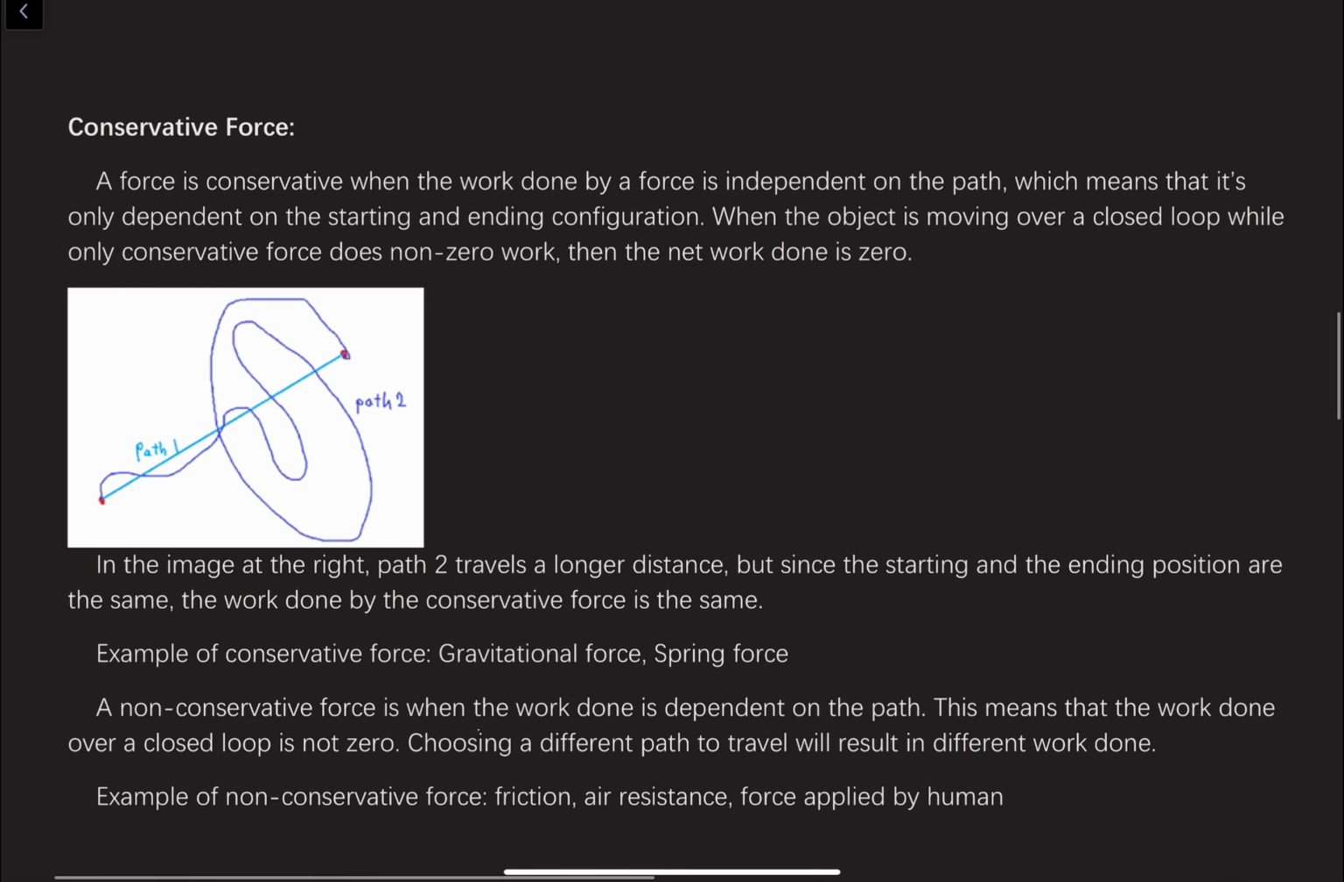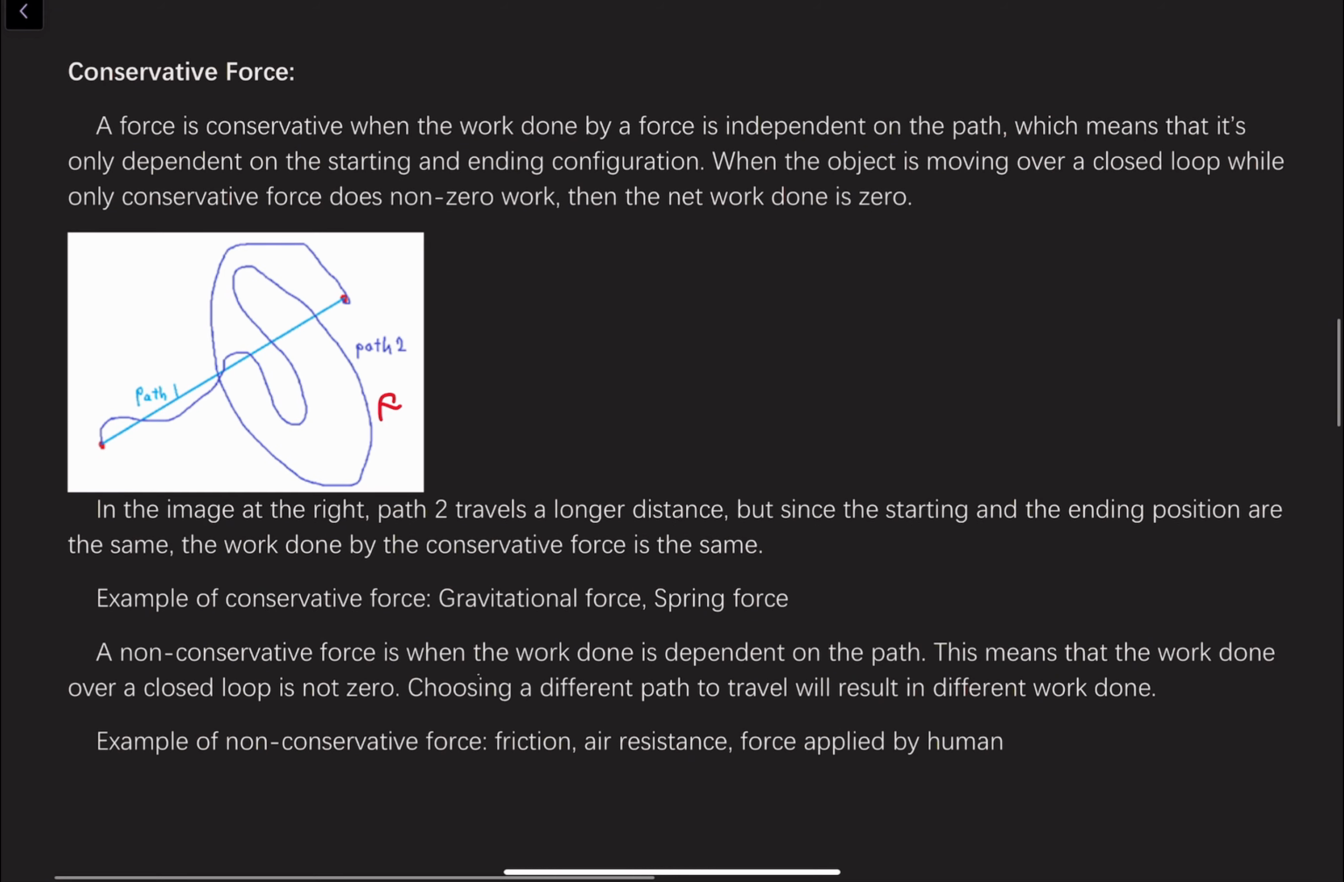And the image for this shows how path 2, which is in purple, travels a much longer distance than path 1. But since the starting and ending positions are the same, the work done by this conservative force must be the same. Examples of conservative forces are gravitational force and spring force.